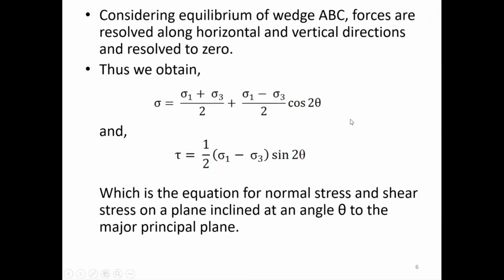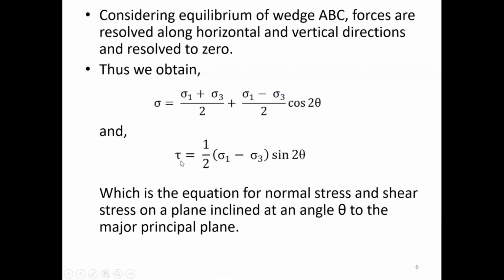right? So we found the relation for that based on major and minor principal stress and the angle at which the plane is inclined with the major principal plane. So my major principal stress was sigma 1, minor principal stress was sigma 3, and theta is the angle with which it is inclined with the major principal plane. So AB is inclined by theta, right? So resolving the whole system of the wedge for equilibrium in the horizontal and vertical directions, we found the representations for sigma and tau as shown in this figure, right?